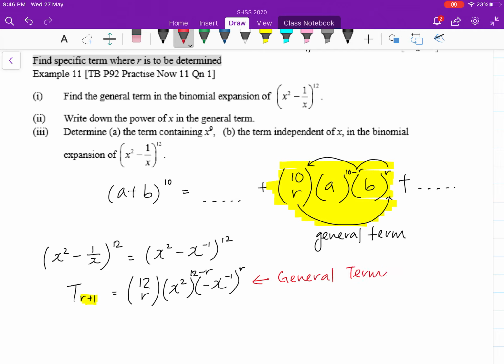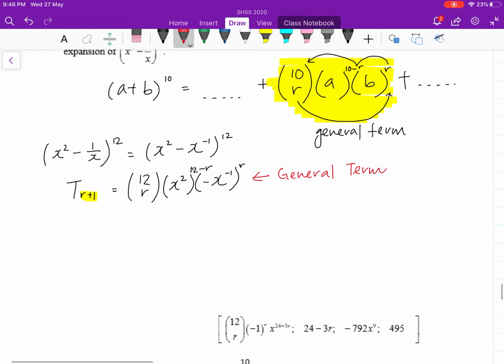Find the general term in the binomial expansion. We are not done yet. Now we've got to split up the general term. So this is the general term. We've got to split it up into the coefficient, and the other one is just the x. So this is the coefficient and this is just the x. Coefficient basically means number. x basically means x. So we've got to split them up accordingly.